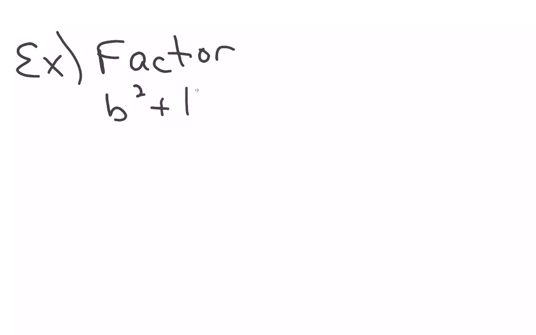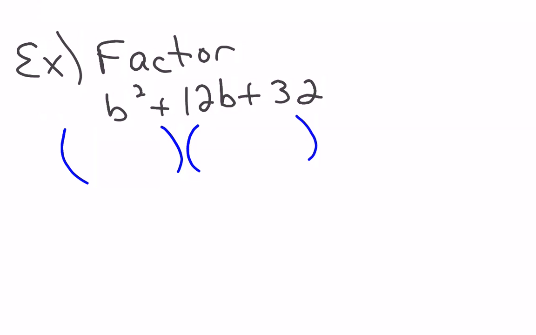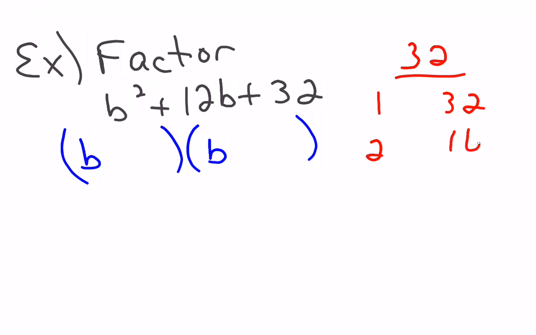And last example. Again, we want to factor b squared plus 12b plus 32. So our goal again is to get the two binomials. That's our answer. So b squared is b times b. And then this one, 32, has a lot more factors to it. So when we look at 32, we could have 1 and 32, 2 and 16. We could have 4 and 8.